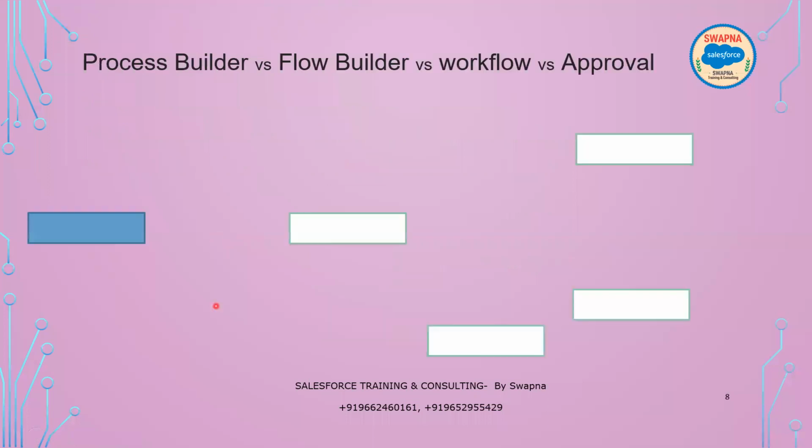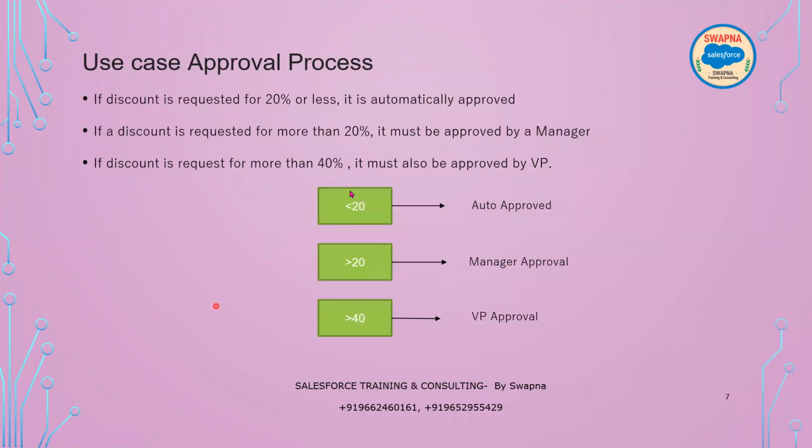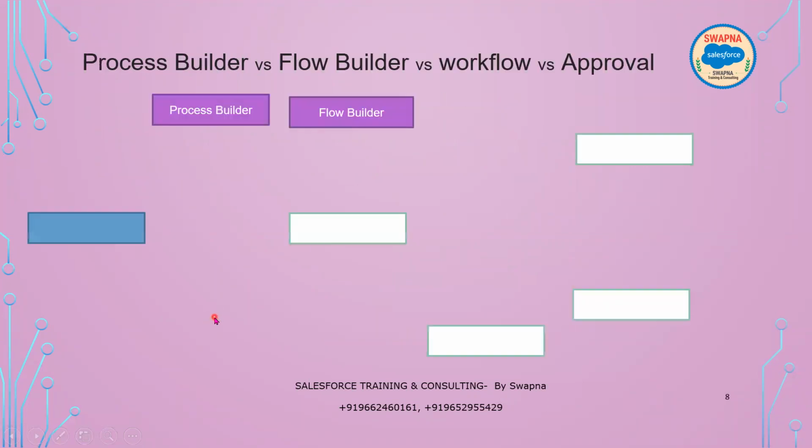That's about the use case for the approval process. Now let's see the differences between the process builder, flow builder, workflows, and approval process. Now we have seen the process builder, flow builder. Apart from one flow, we have seen most of the flows and the workflow and the approvals.